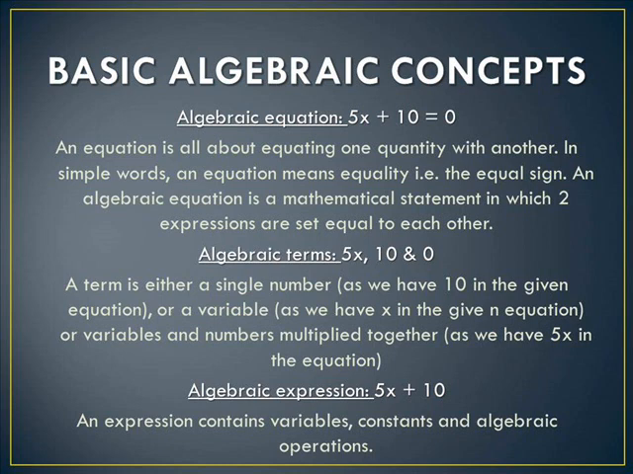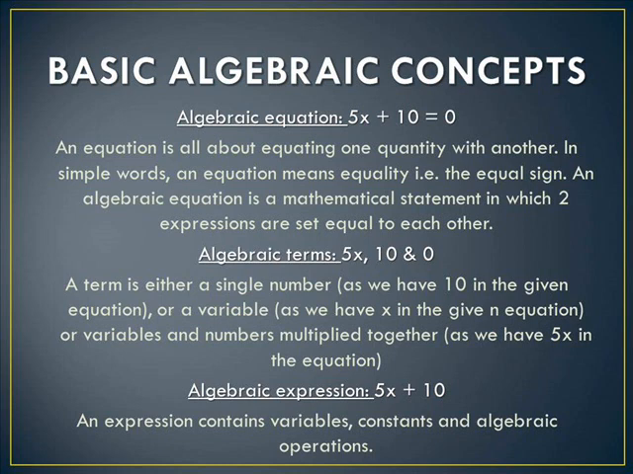First of all, we have an algebraic equation over here, that is 5x plus 10 is equal to 0. Well, an equation is all about equating one quantity with another. In simple words, we can say that an equation means equality. That is why the equation has the equal sign. An algebraic equation is a mathematical statement in which two expressions are set equal to each other.